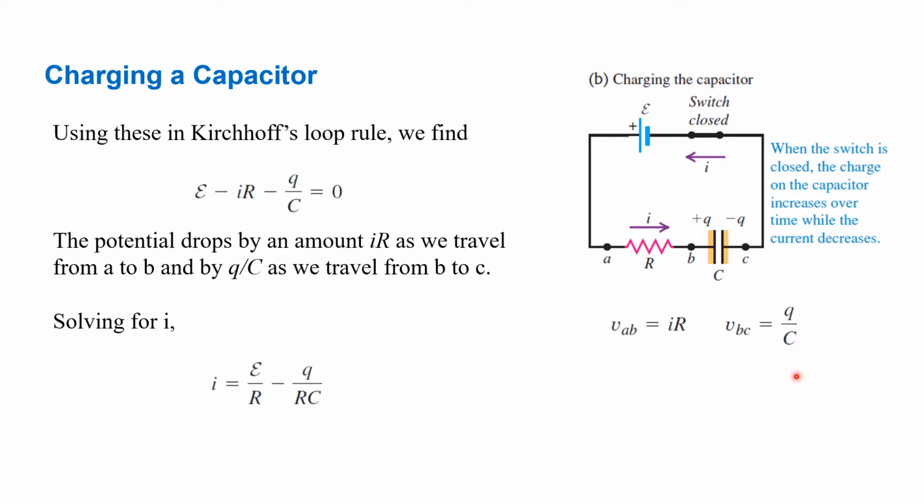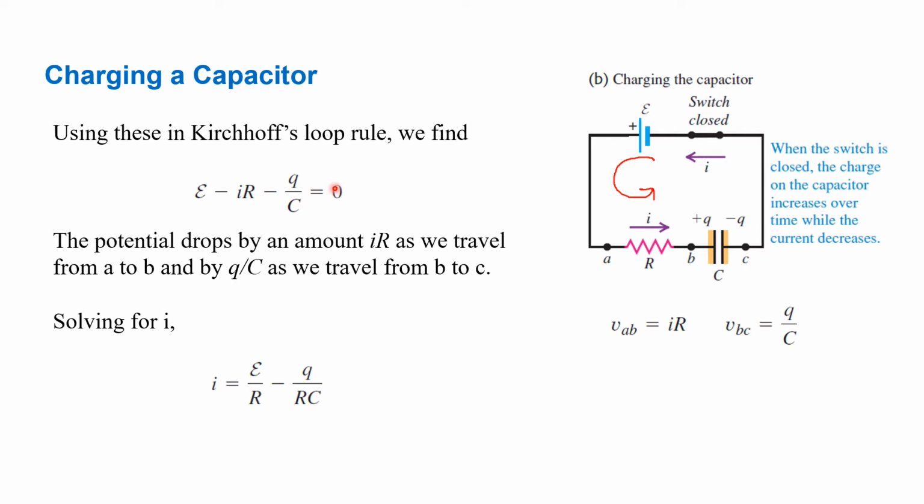Now using this in the Kirchhoff's loop rule, here we apply your Kirchhoff's loop rule. Let's say that you have a counterclockwise travel. So we first have your epsilon, which is your EMF, minus the voltage in your IR. So you travel with the direction of the current, so you have minus IR. And then minus Q over C, the voltage in your capacitor. So it's minus again because you travel in the direction of your current. And you have this expression equal to 0.